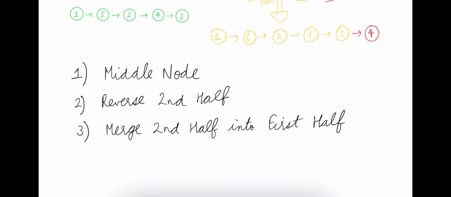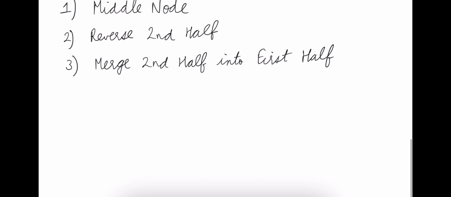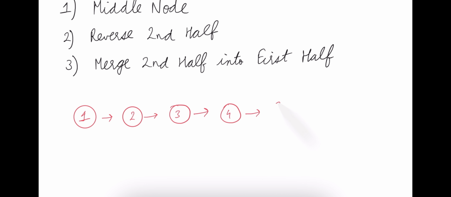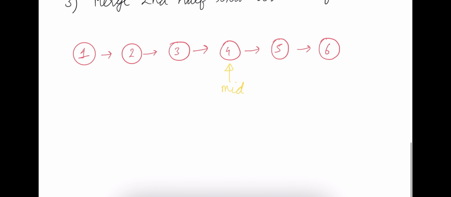So for step 1, we have to find the middle of the linked list. We discussed that we can find the middle of the linked list using slow and fast pointers. For a linked list of length 6, which is even length, the middle is going to be node 4. So this is going to be the middle node.